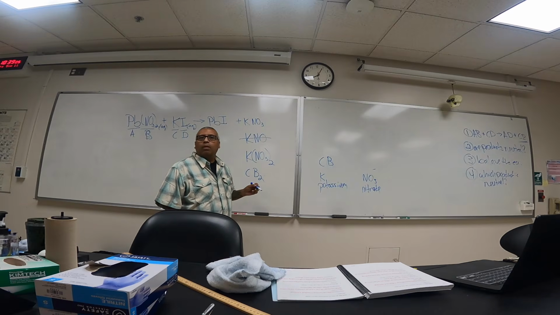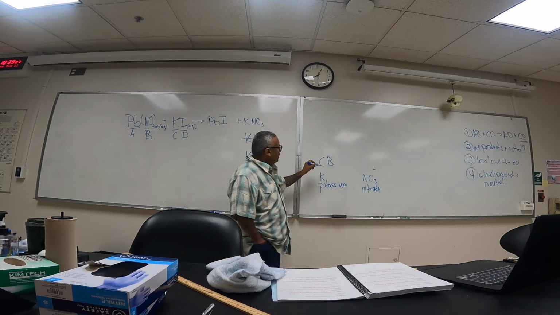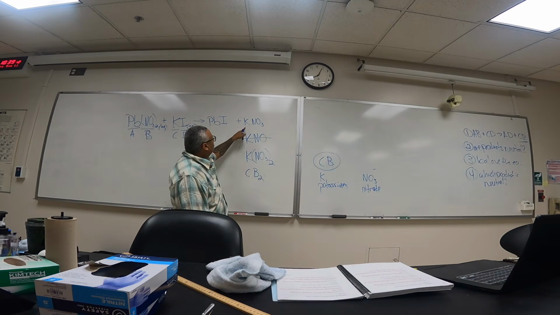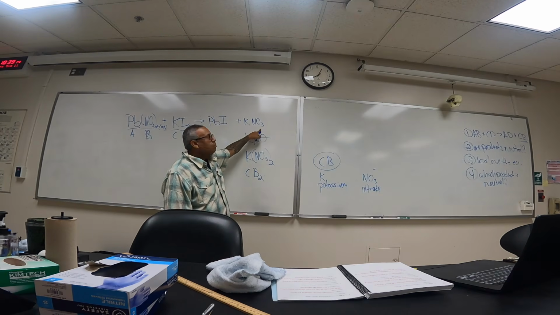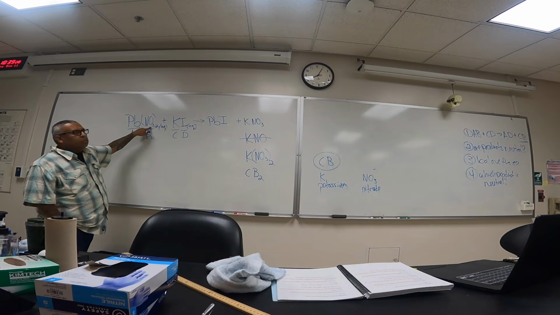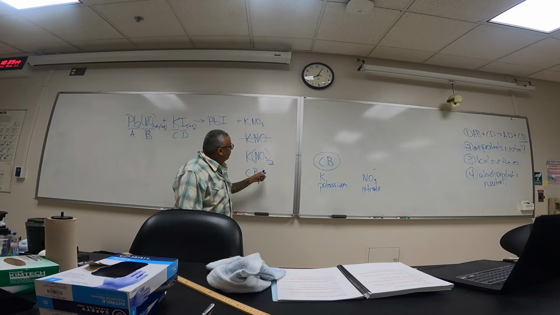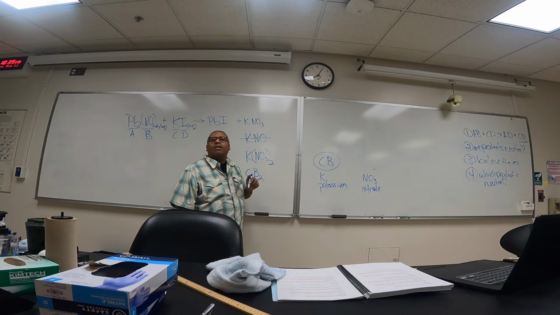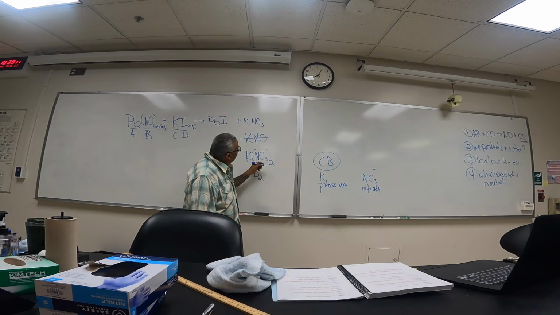But it's asking us to do just CB. This is C, this is B. So why is it okay to bring this 3 over, but how come it's not okay to bring this 2 over? Because you have 1 nitrate? Because, yeah, this is nitrate.